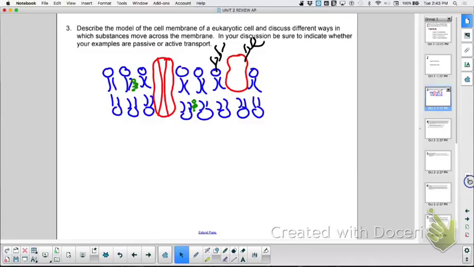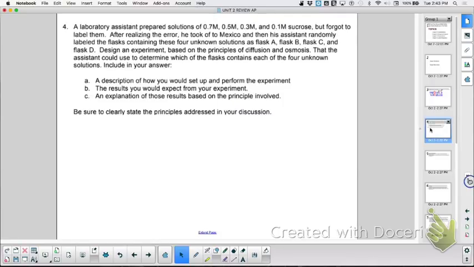Okay, another question, this is an old school one. A laboratory assistant prepared solutions of 0.7, 0.5, 0.3, and 0.1 molar sucrose, but forgot to label them. After realizing the error, he took off to Mexico, which I misspelled, and then his assistant randomly labeled the flasks containing these four unknown solutions as flask A, B, C, and D.